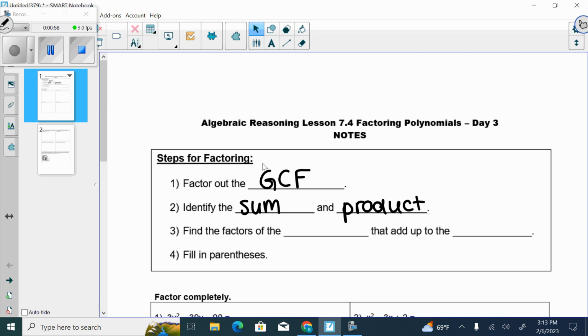So it has to be the product that add up to the sum. All right, and then once we've picked our numbers, then we just plug them into the parentheses, right? Okay, so now that we've gone back over those steps, let's look at doing a few together here.